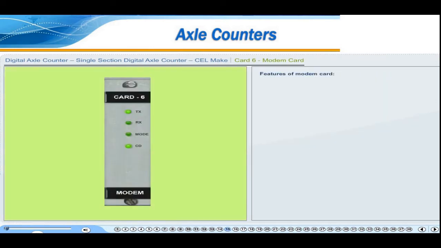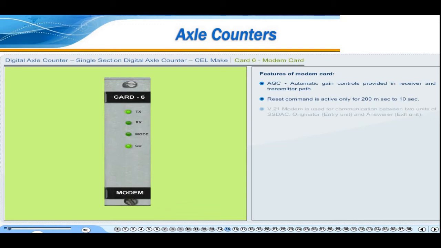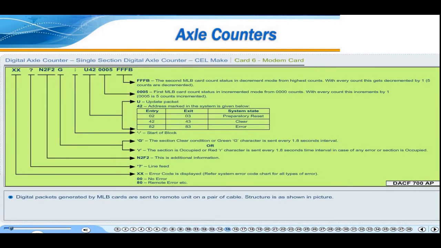Features of the modem card. AGC, automatic gain control, is provided in the receiver and transmitter path. Reset command is active only for 200 milliseconds to 10 seconds. V21 modem is used for communication between two units of SSDAC: originator, entry unit, and answerer, exit unit. Digital packets generated by MLB cards are sent to the remote unit on a pair of cable. Structure is as shown in the picture.